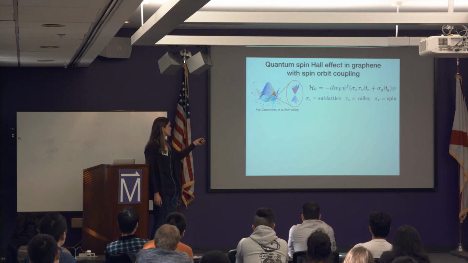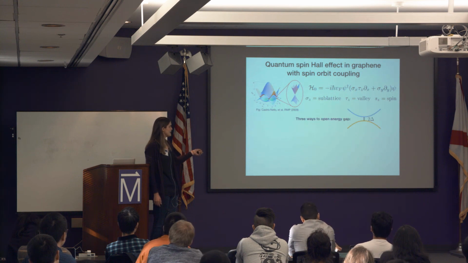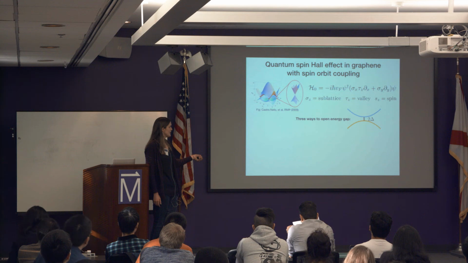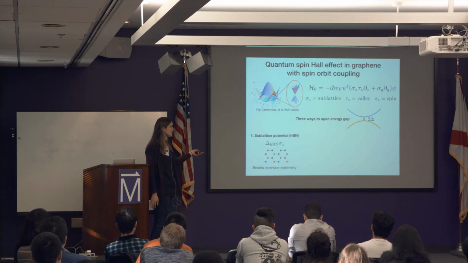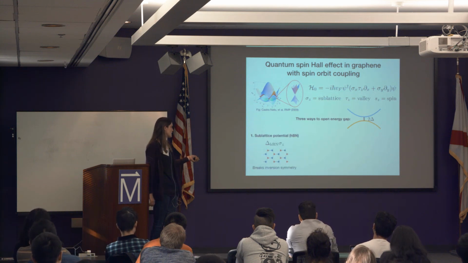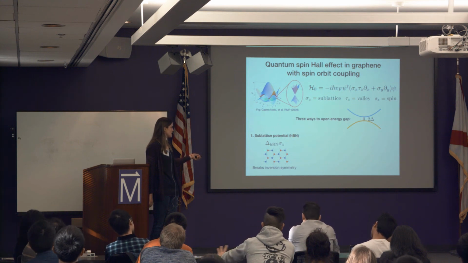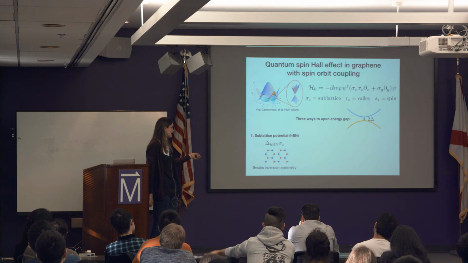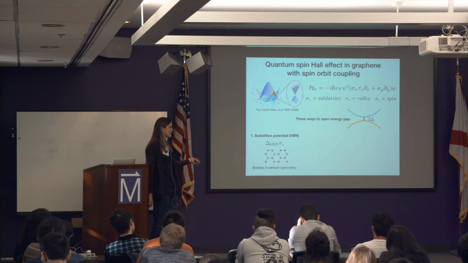So graphene has these Dirac cones which are linearly dispersing, so they're gapless. But we can ask, how do we open an energy gap in here? And it turns out there are three different ways to do this. One way is to add a sublattice potential. So you have these two different sites in the unit cell of graphene. We can add an energy to the red sites and not to the blue sites. This will break the symmetry of the lattice, and it will give us a trivial insulator.